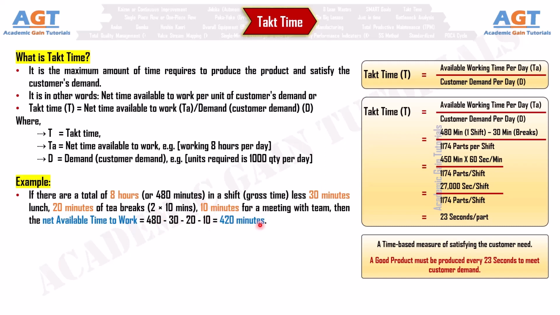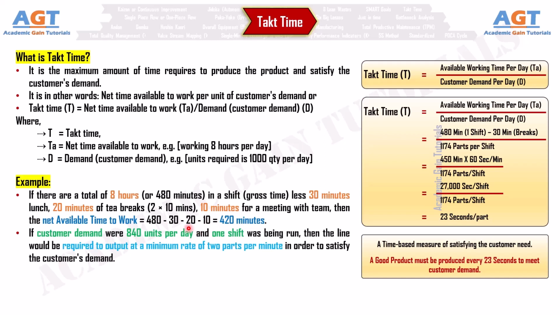If customer demand were 840 units per day and one shift was being run, then the line would be required to output at a minimum rate of 2 parts per minute in order to satisfy the customer's demand.